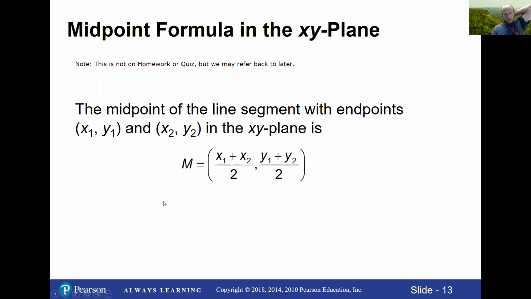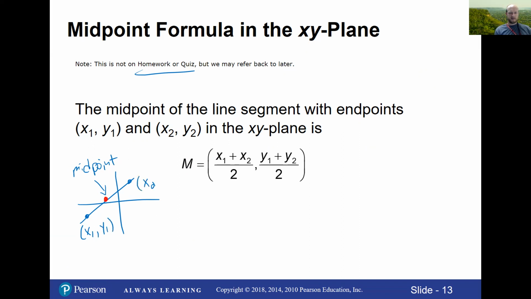All right, the last thing that I'm going to quickly go through, and again, I said earlier, this is not on homework or a quiz, but we may refer back to it later, is the midpoint of a line segment. If you have a line on a graph and you have 2 points, what is the midpoint of those? This formula would tell you the exact midpoint. This is the midpoint formula. We're not going to really use this yet, but we may come back to it. So the formula goes like this. If you have 2 points, maybe this is x1, y1, and this is x2, y2, I can use this formula to find M, the midpoint.